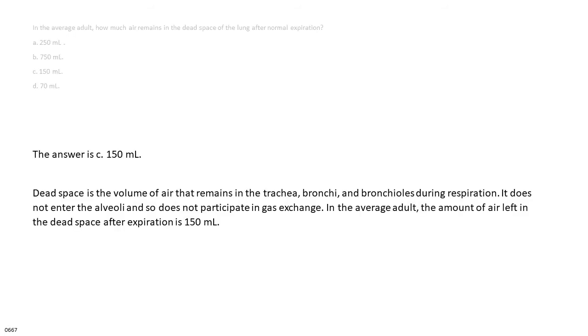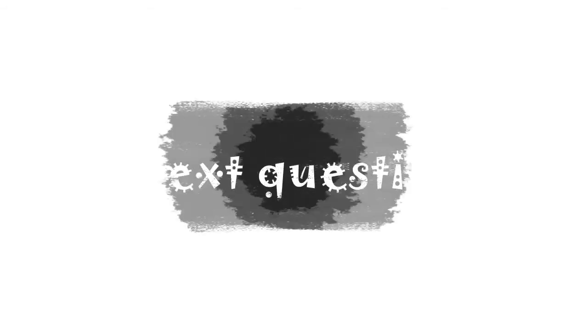The answer is C. 150 milliliters. Dead space is the volume of air that remains in the trachea, bronchi, and bronchioles during respiration. It does not enter the alveoli and so does not participate in gas exchange. In the average adult, the amount of air left in the dead space after expiration is 150 milliliters.